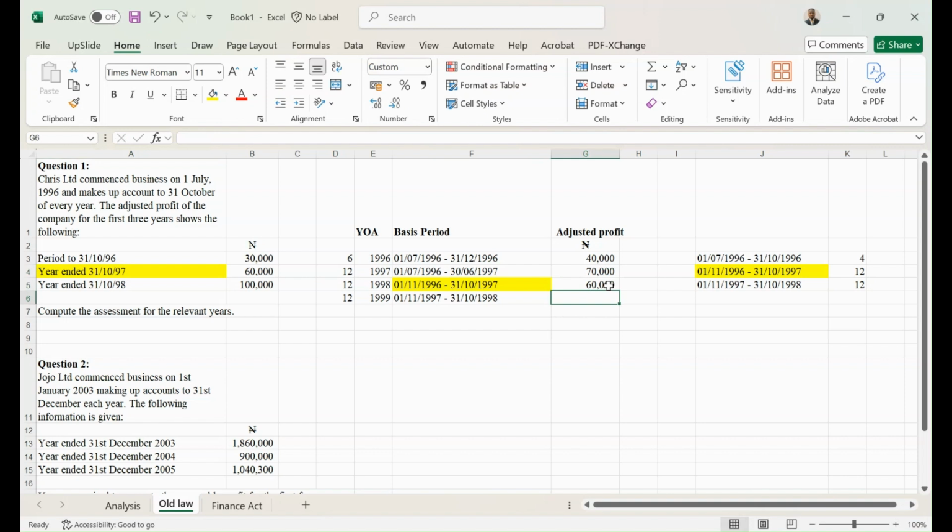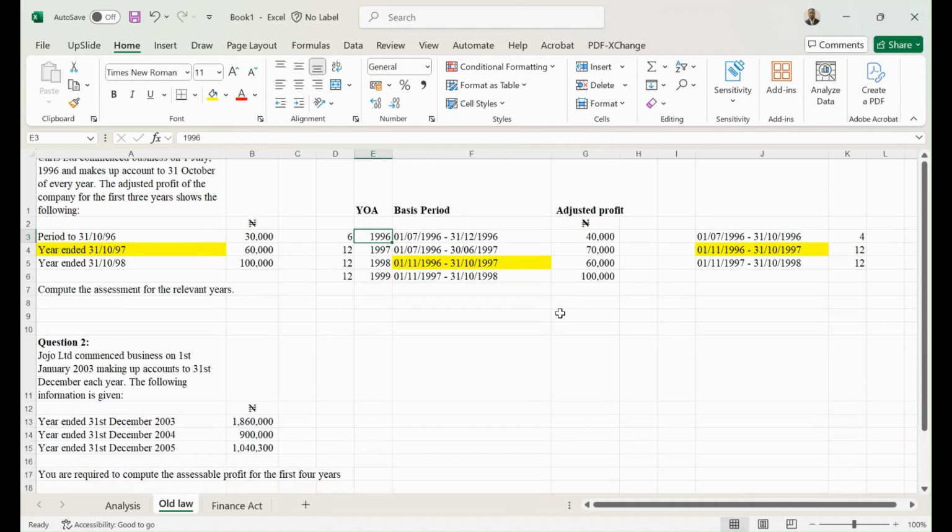Okay, good. Right. Then the last one, 31st October 1998, is exactly the same thing: the year ended 31st October 1998, and that is going to be just 100,000. Perfect. So we are done with that basis period. Okay, so that is how to solve basis period under the old law.